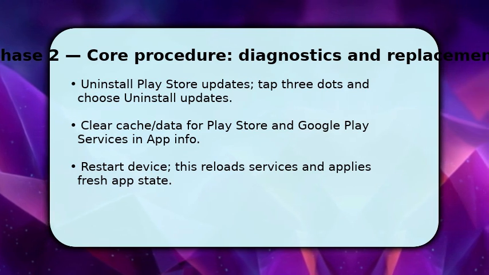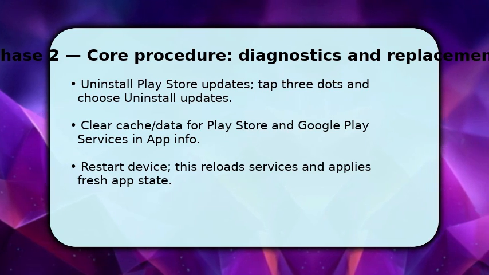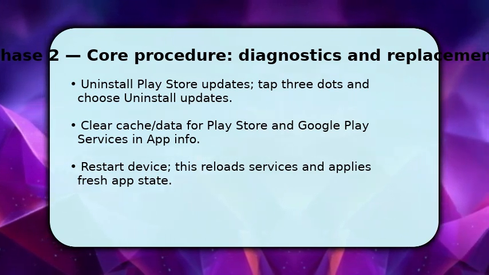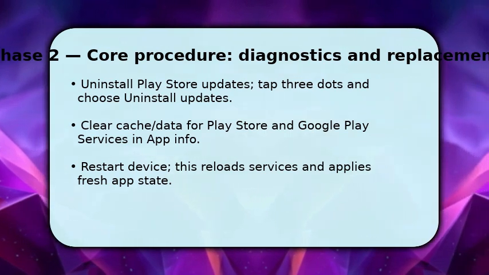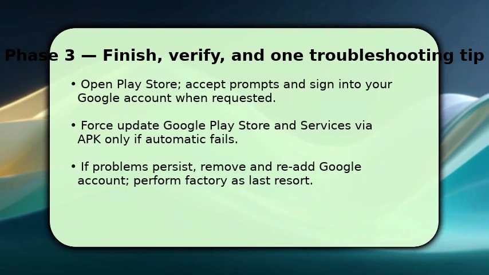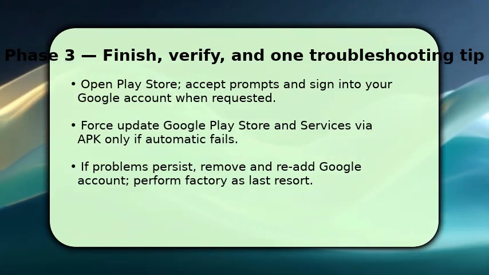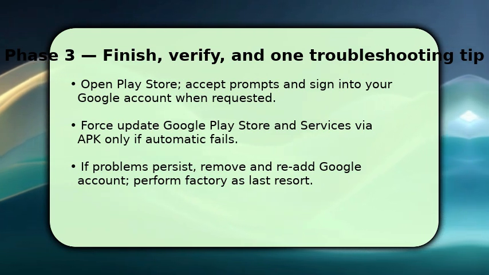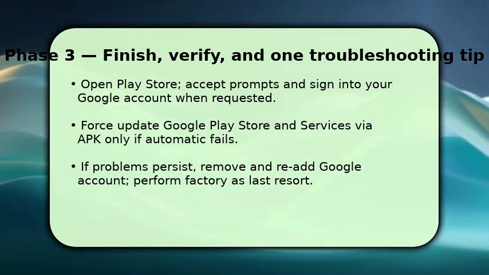When it boots, the system will update Play automatically, so wait a few minutes and let it download required components. Finally, open Google Play Store and follow prompts to accept terms and sign in. This reestablishes account tokens and permissions. Make sure Play Services updates. If automatic updates stall, sideload the matching APK from a trusted source for your Android version and device architecture.